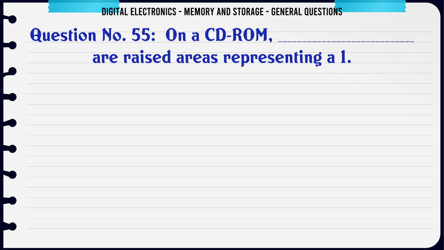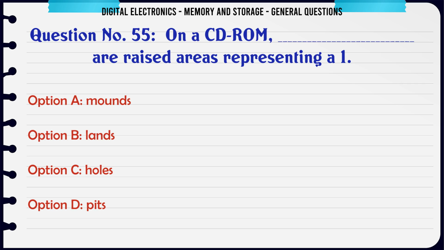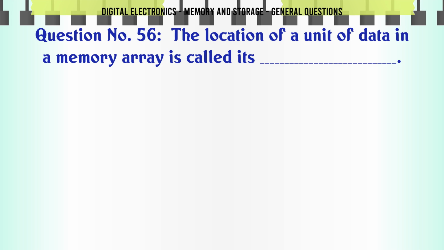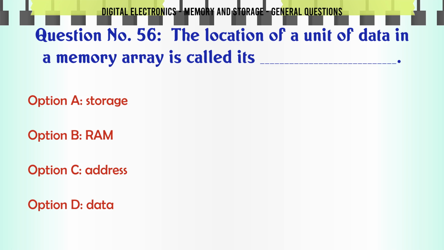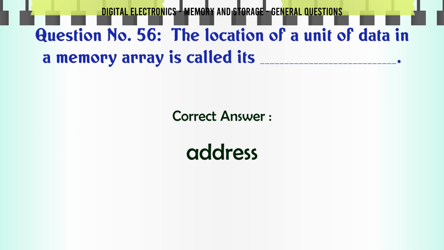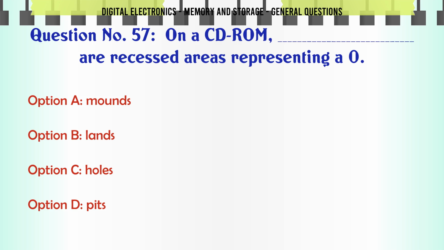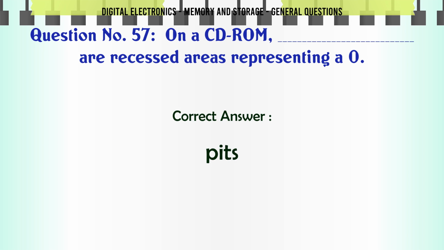On a CD-ROM are raised areas representing a 1. A. mounds, B. lands, C. holes, D. pits. The correct answer is lands. The location of a unit of data in a memory array is called its A. Storage, B. RAM, C. Address, D. Data. The correct answer is address. On a CD-ROM are recessed areas representing a 0. A. Mounds, B. LANs, C. holes, D. pits. The correct answer is pits.